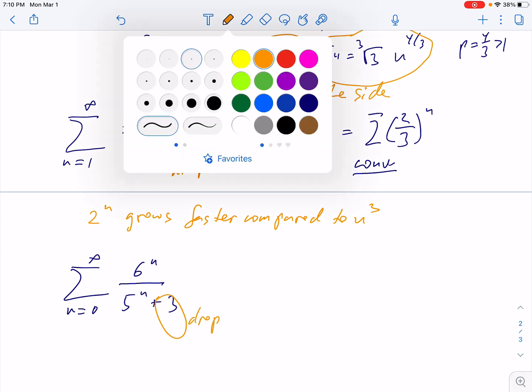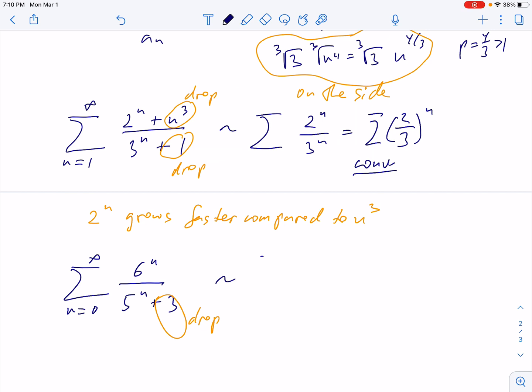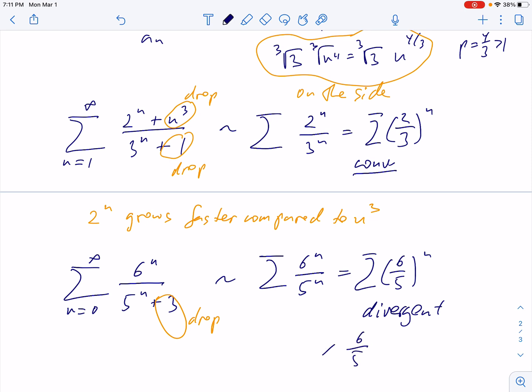And we come to a similar series, which is 6 power n over 5 power n. It can be written as (6/5) power n, and this series is divergent because the ratio 6/5 is bigger than 1. For the geometric series, we have to remember that when the ratio is bigger than 1, we have divergence. Convergence only when it's less than 1.